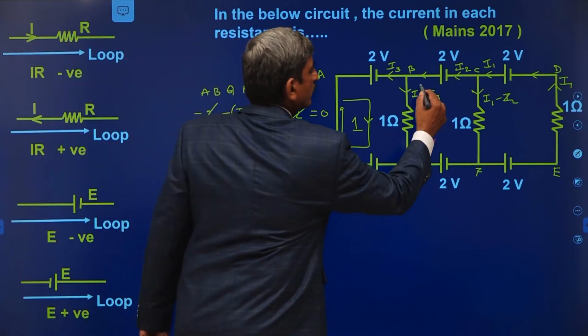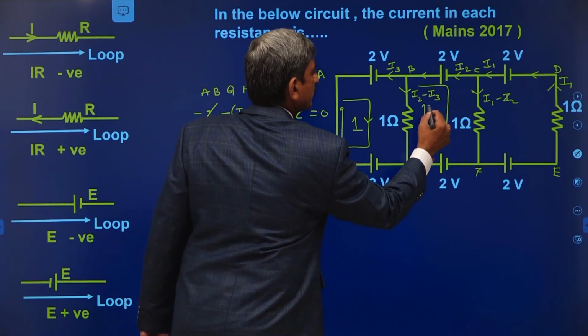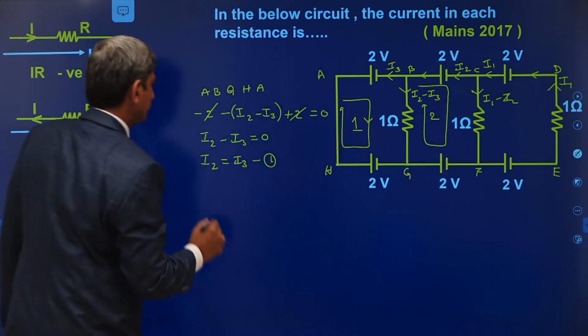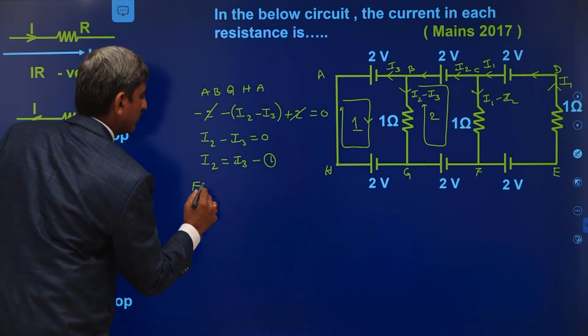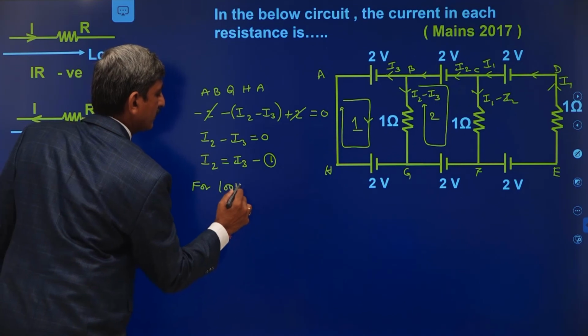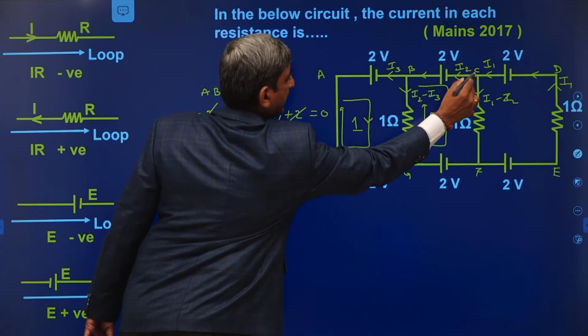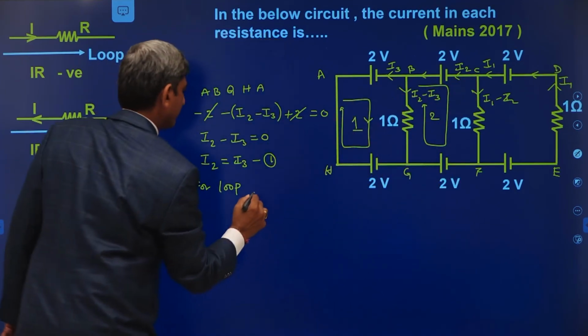Similarly, apply Kirchhoff's voltage law for another loop, loop 2. What is that loop? B, C, F, G, B.